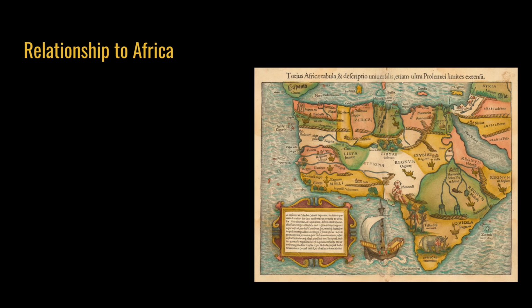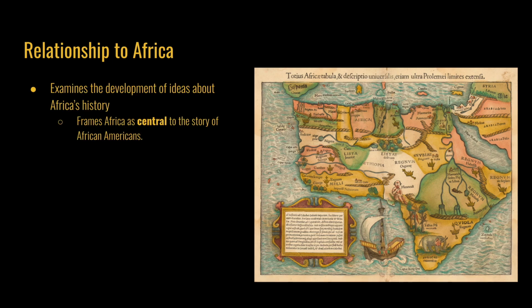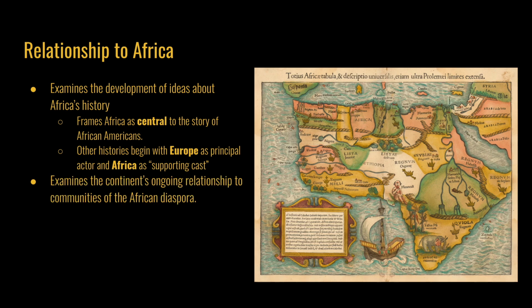There are close ties to Africa in this course because it examines the development of ideas about Africa's history, framing Africa as essential to the story of African Americans. While other histories studied or written in the early 1900s had Europe as a principal actor and only mentioned Africa as a supporting cast, sometimes even portraying Africa as an ahistorical place, African American Studies puts Africa at the center of the discipline.